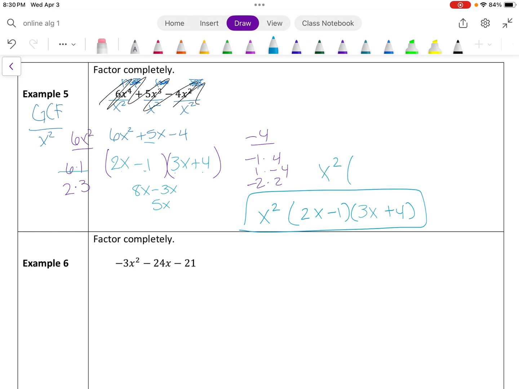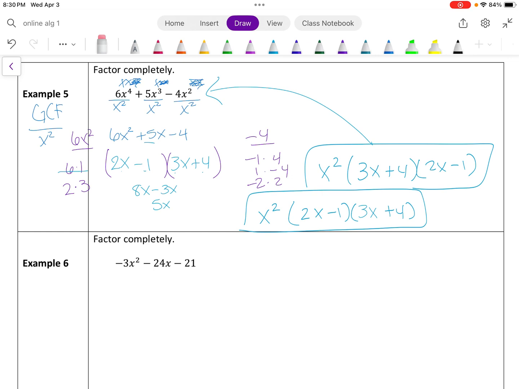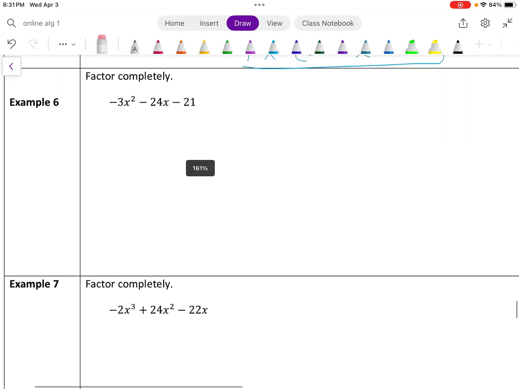And again, remember, it doesn't matter what order you put the factors in. We always put the GCF out in front just because that's our standard notation. But those other factors, doesn't matter what order they're in, because if we multiplied that whole thing together, both of them would equal that original polynomial. Let's do a couple more examples here.